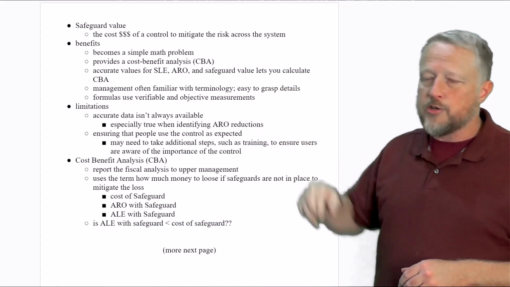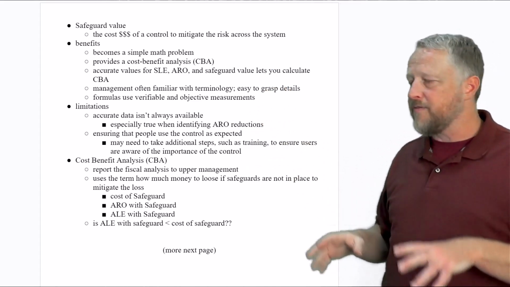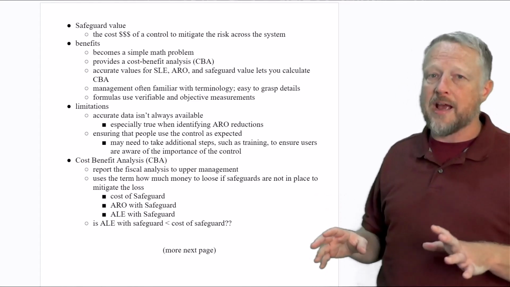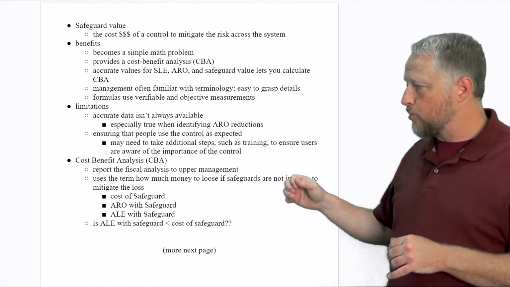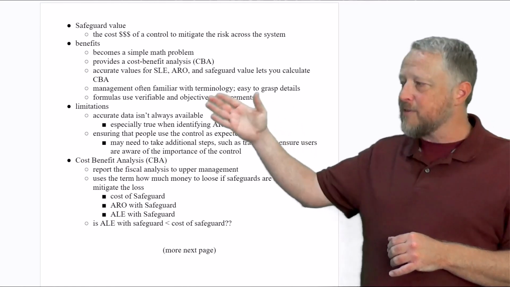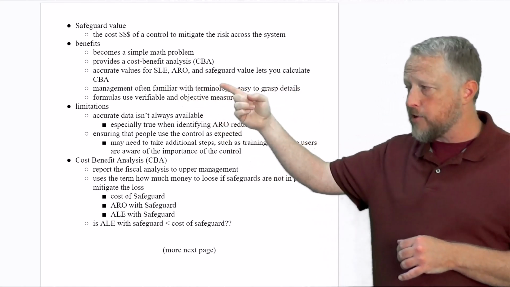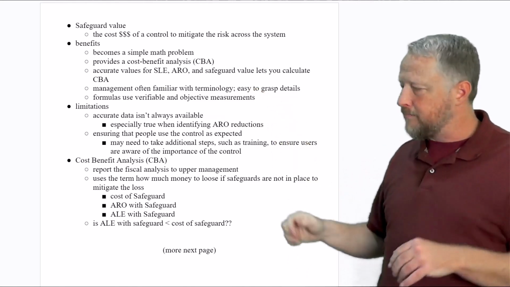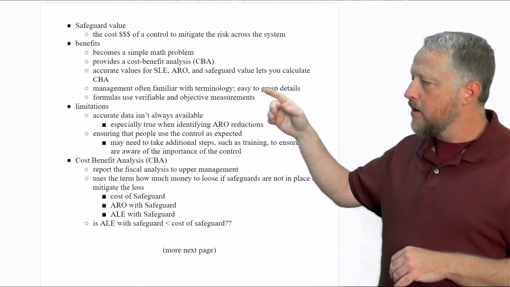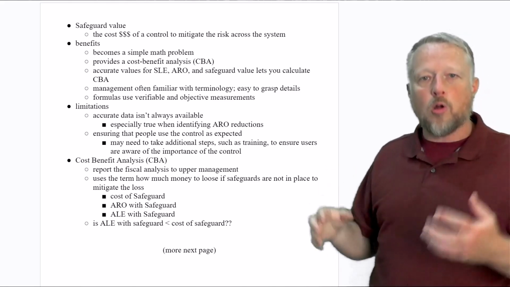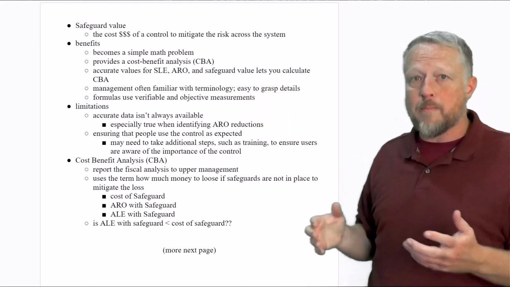But we're going to do this in a cost-benefit analysis, in a CBA. That's what you can look up when you Google something. We have to make sure that we have accurate values for all of our items, especially the safeguard. Boy, anyway, there's been mistakes there that let you calculate all of that in the CBA.